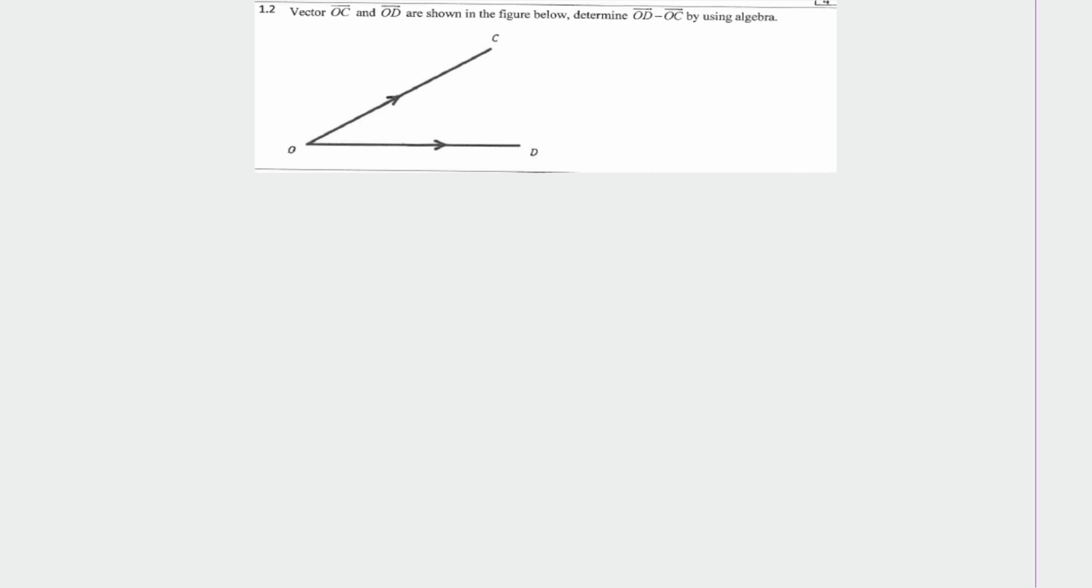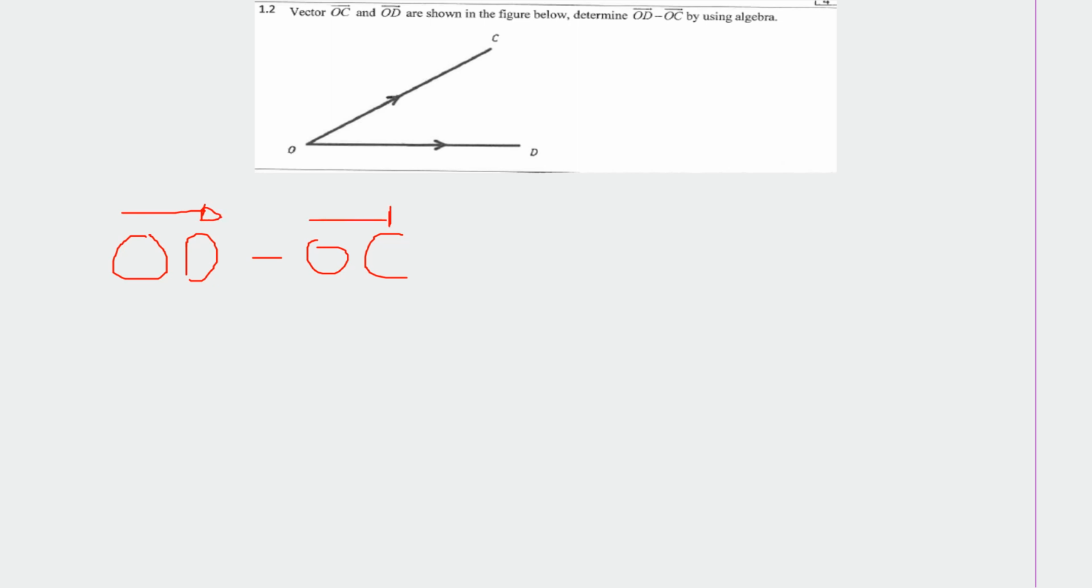So the first question that we have here, I don't know if you can see clearly there, but it reads: vectors OC and OD are shown in the figure below. Determine OD minus OC using algebra. So basically you have this sketch here and then you have to determine OD minus OC. So what you do, you will write OD minus OC. But remember, these are vectors, so you must indicate with the line at the top.